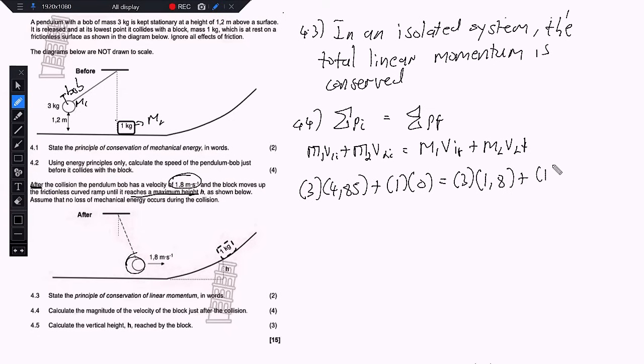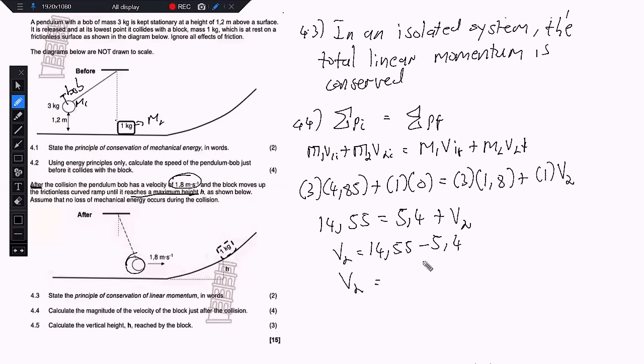Thus, mass 2 is 1. And then we are looking for this velocity here, V2. Now, if we multiply again here, we will have 14.55. Multiplying here is 0. And then let's multiply this one here. That's 5.4. Then plus V2. So our V2 will be 14.55 minus 5.4. Then V2 will be equal to 9.15 meters per second, right?